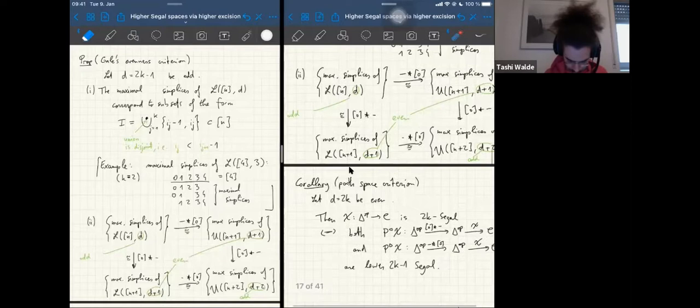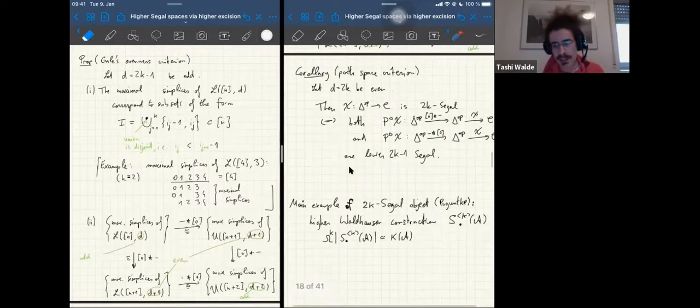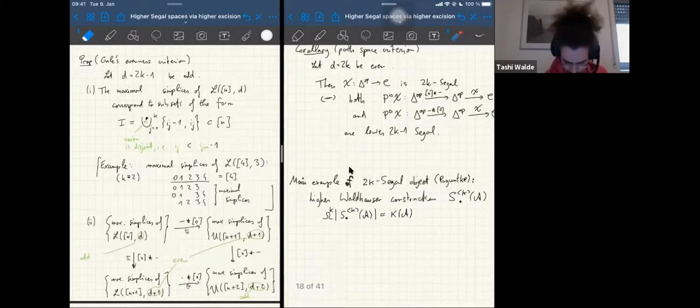Yeah. So let me just point out that there's a very nice class of examples which was worked out by Pogundke, which is called a higher Waldhausen construction. And these are examples of 2K Segal objects. And so these will be a bit like the Waldhausen construction, just that you have higher dimensional grids. And I won't say too much about this.